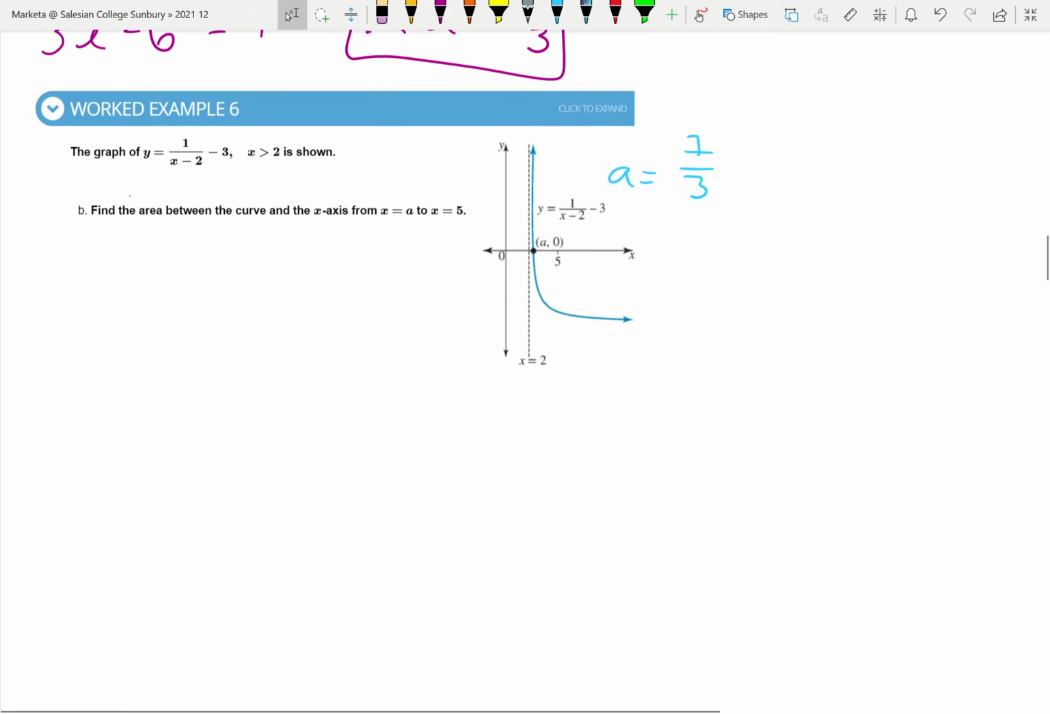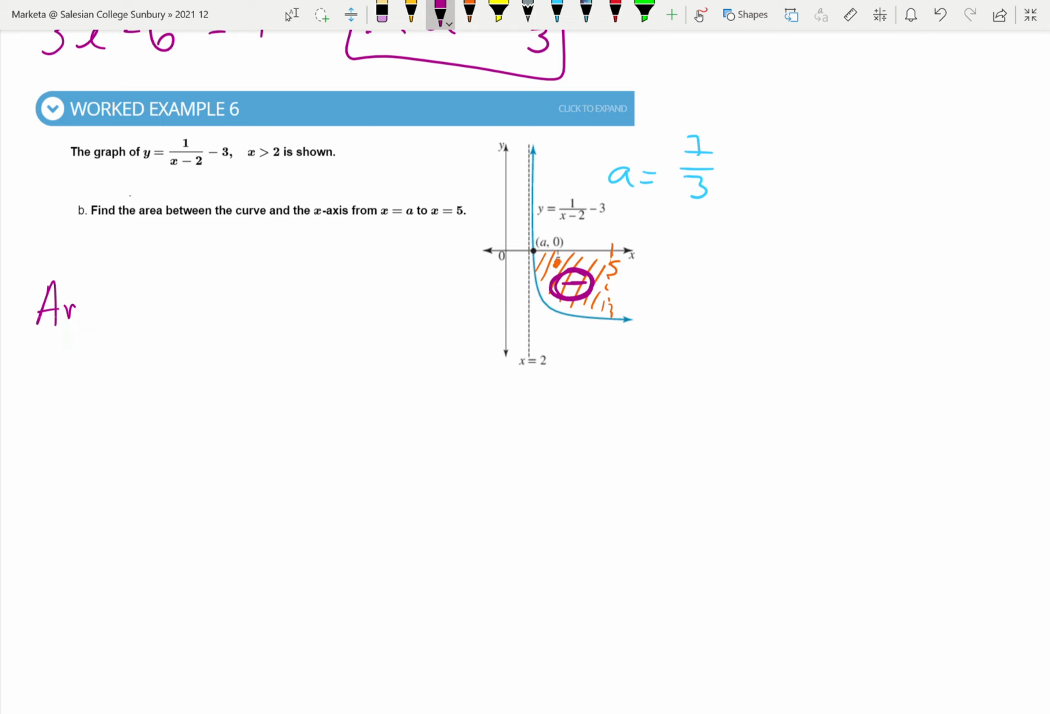The graph is shown, find the area between the curve and the x-axis from a to 5. Okay, so 5 is a little close there. What I might do is just move the 5 so that we've got a nicer representation there and we can see a little bit more clearly. So this is going to be a negative area. You can see that it's beneath the graph there. So for a negative area, we need to either multiply by -1 or we can flip the terminals. I like to flip the terminals, so that's what I'm going to do.